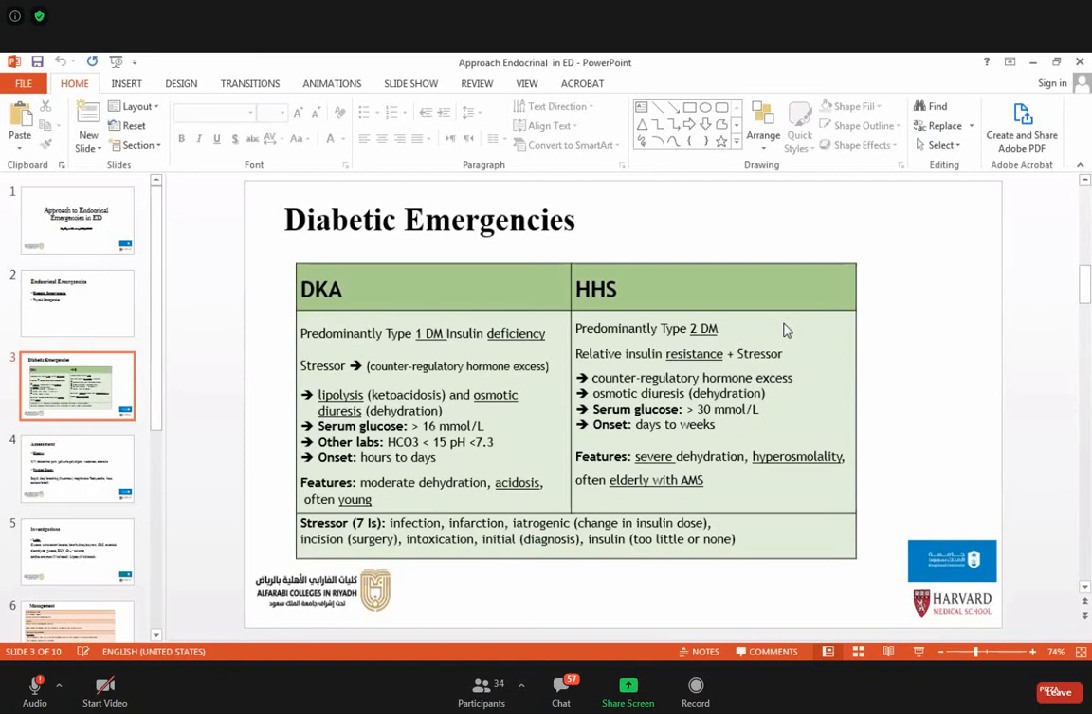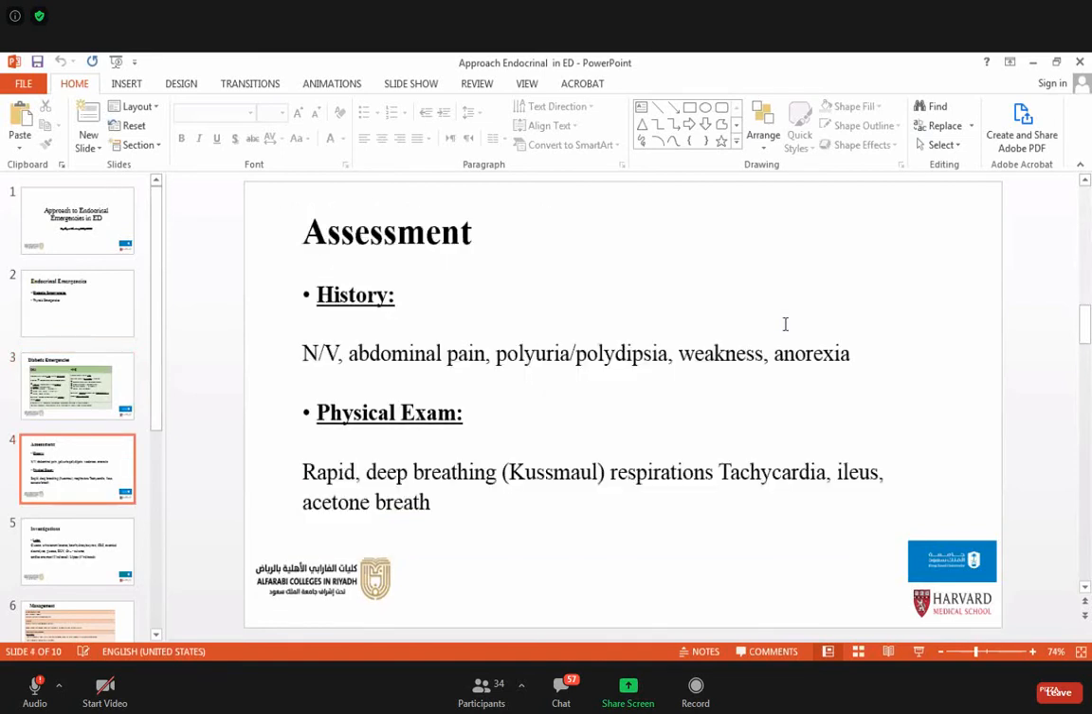So no ketone, and more of severe dehydration. Also because of the severe dehydration, I would expect the kidneys to have a pre-renal azotemia or acute kidney injury on top of that. Okay. So severe dehydration and hyperosmolarity, elderly patient with altered mental status most of the times. Okay. So go to the history.